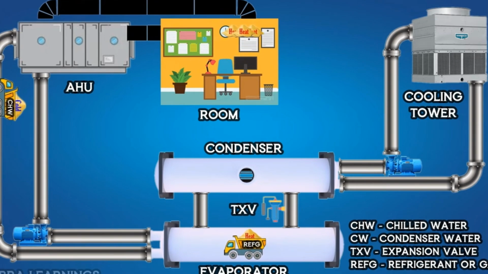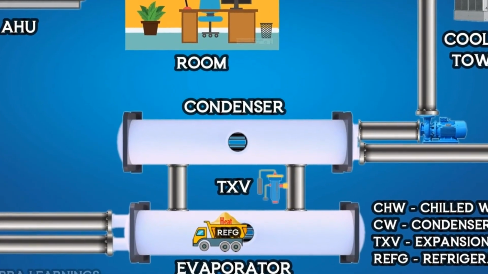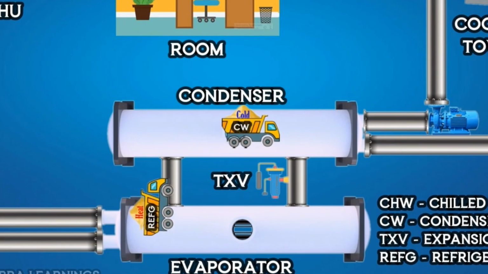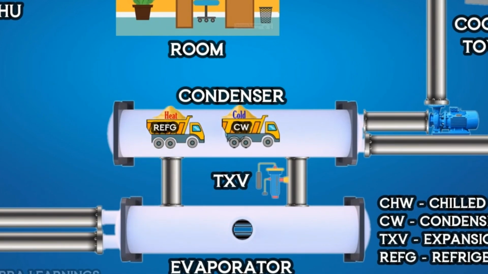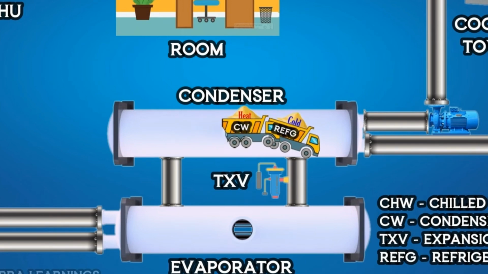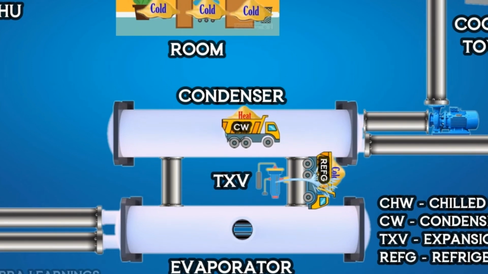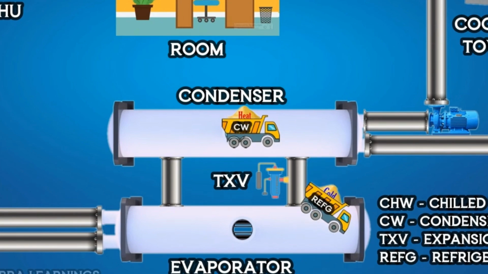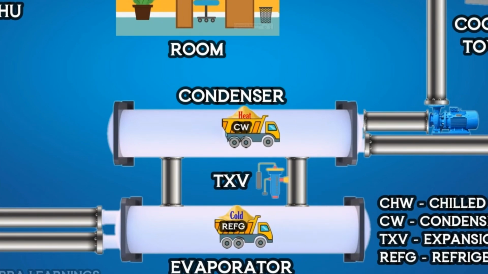Refrigerant takes all the heat collected in the chilled water and goes to the condenser. Refrigerant gives all the heat to the condenser water in the condenser, takes the cold from it, and returns to the evaporator through the expansion valve. When coming through the expansion valve, it gives the refrigerant even better cooling. Refrigerant gives all this cooling back to the chilled water. Refrigerant continues this process.